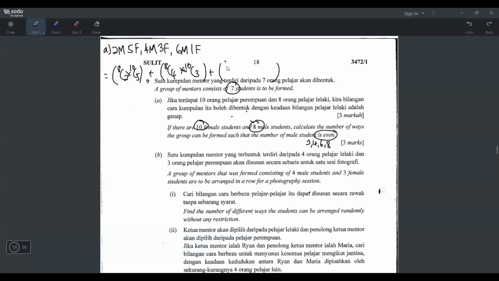Okay, the last one. From 8 male, choose 6 male, 8C6, and then 10 female, choose 1, so 10C1. And then just tekan ini semua lah. Okay, let me press 8C2 times 10C5 plus 8C4 times 10C3 plus 8C6 times 10C1. Okay, my calculator gives me 15736. So that is the answer. Okay, sudah siap. Let's continue.